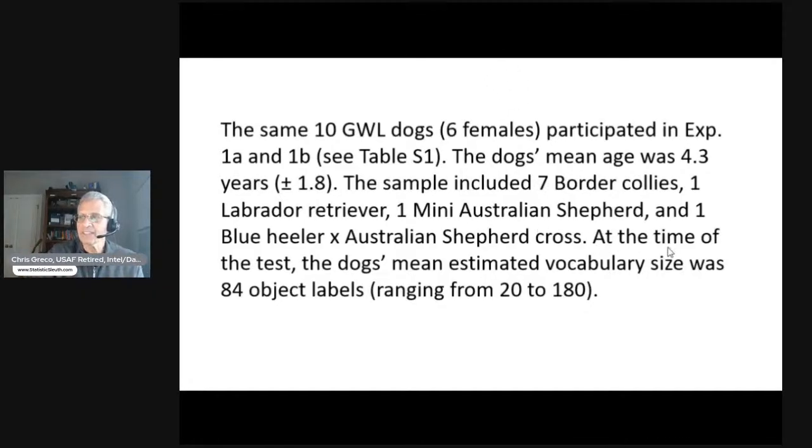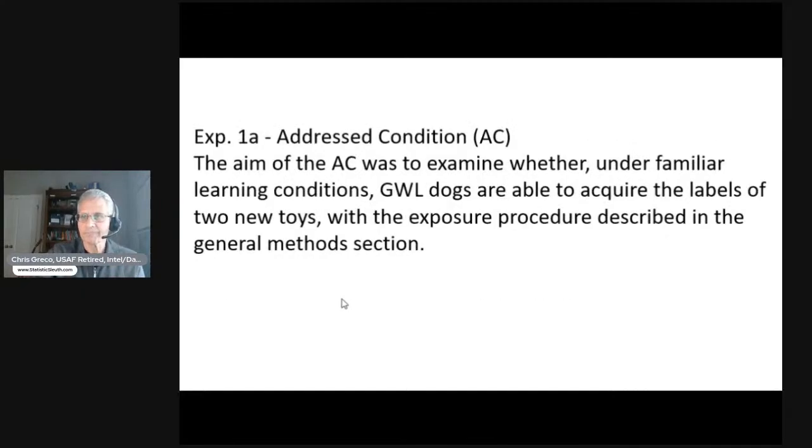So at the time of the test, the dogs' mean estimated vocabulary size was 84 object labels. You notice they don't say words. They say 84 object labels. Okay, so just keep that in mind. We're going to continue this.